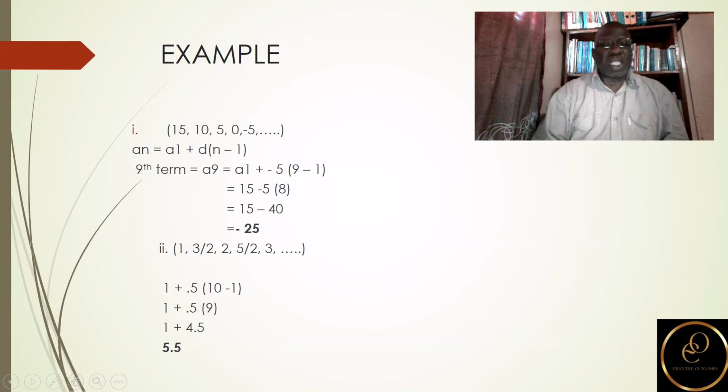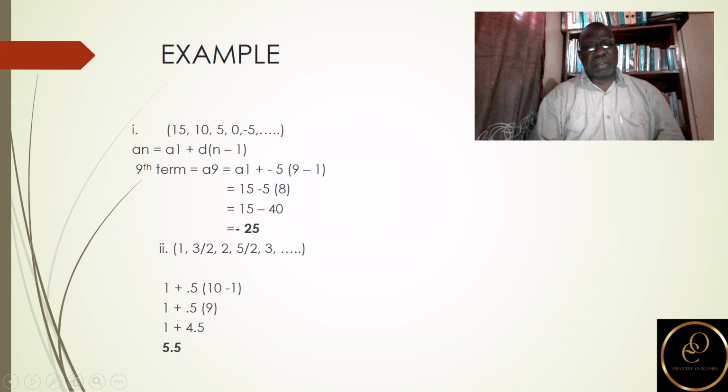How do we know what type of series we have? You start testing. When you look at the difference between 10 and 15, you say 10 minus 15, and you get negative 5. Let's move to the next two numbers, 10 and 5. You say 5 minus 10, you still get negative 5. The next is 5 and 0, so 0 minus 5 gives you negative 5. So we can conclude that negative 5 is the common difference D.